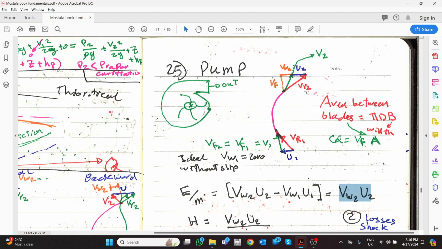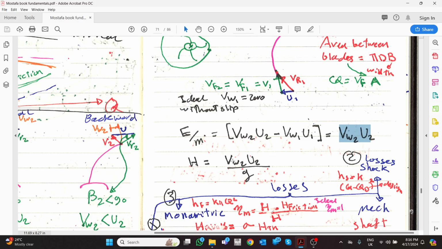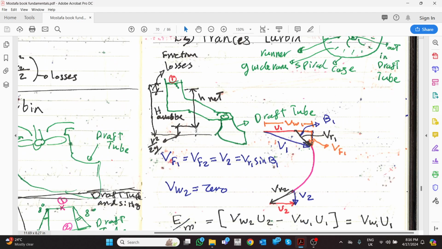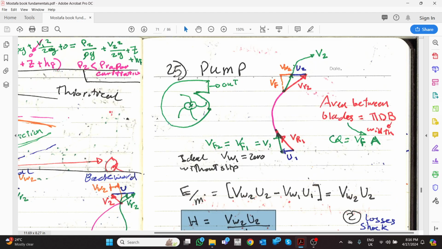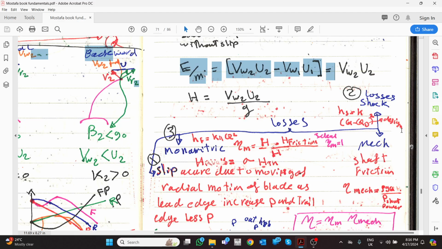Use, of course, any triangle calculation to get the velocity, if you have VR, if you have U, or whatever. Okay, so the head is this one divided by g, so it is whirling velocity 2 multiplied by U divided by g. Okay, this one is the theoretical head. But we know there are losses like what we discussed before in the Francis turbine. Sometimes the water is not getting in the x direction, or it is not vertical to the rotation velocity. Maybe it is a little bit shifted, so there are losses which we name shock loss.